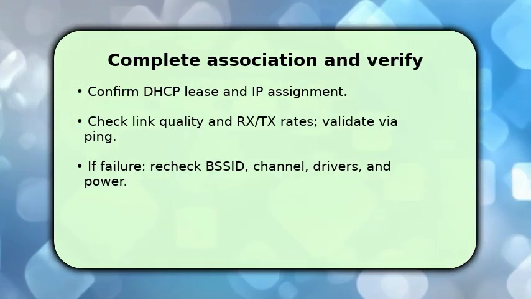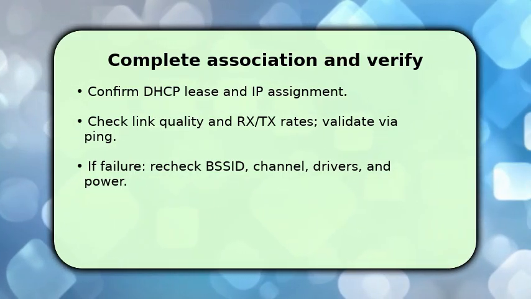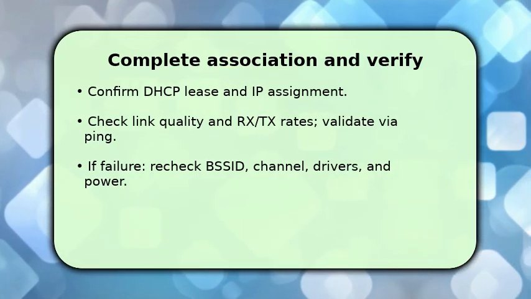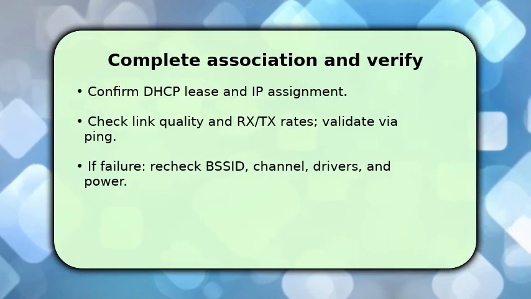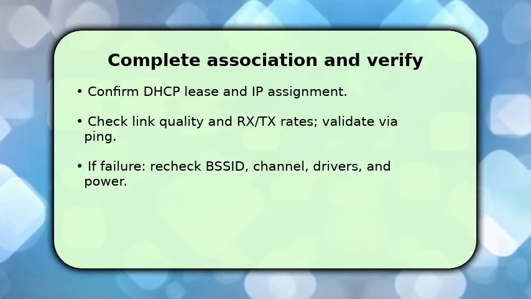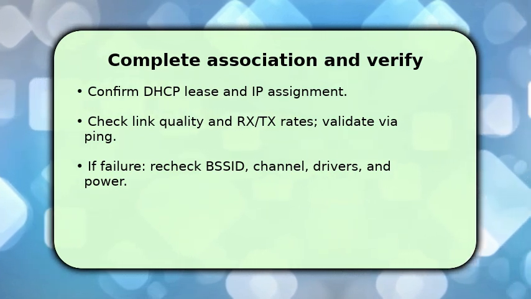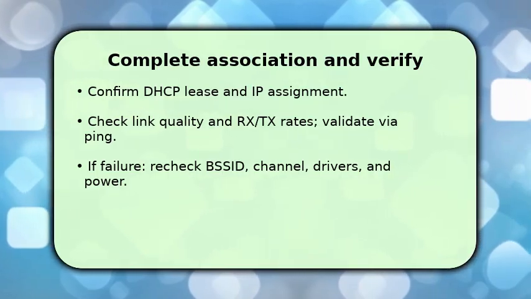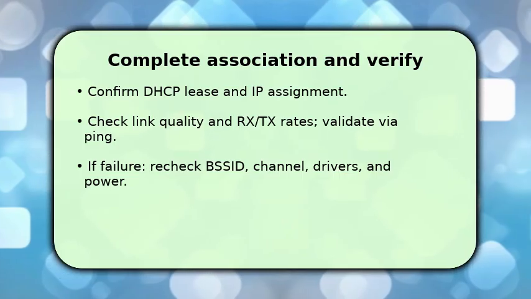If the DHCP step times out or ping fails, try renewing credentials, rescan the channel, or explicitly reissue the association with the BSSID. As a key troubleshooting tip, if binding to the BSSID repeatedly fails, test with the AP's SSID only to isolate driver or regulatory restrictions before changing hardware or firmware.